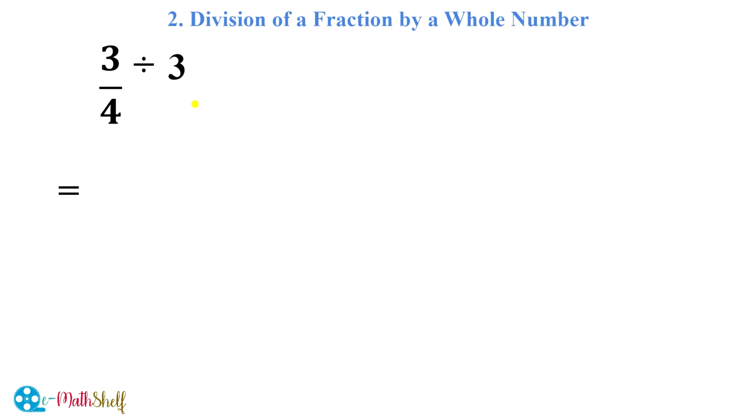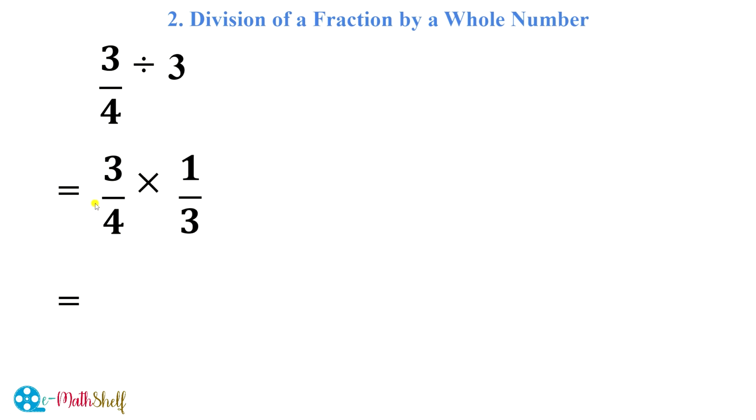So in order to do this, we will take the fraction 3 upon 4 as it is, and we will convert the division sign into multiplication. Now we will take the reciprocal of the whole number. The reciprocal of 3 will be 1 upon 3. Now we will multiply these two fractions.